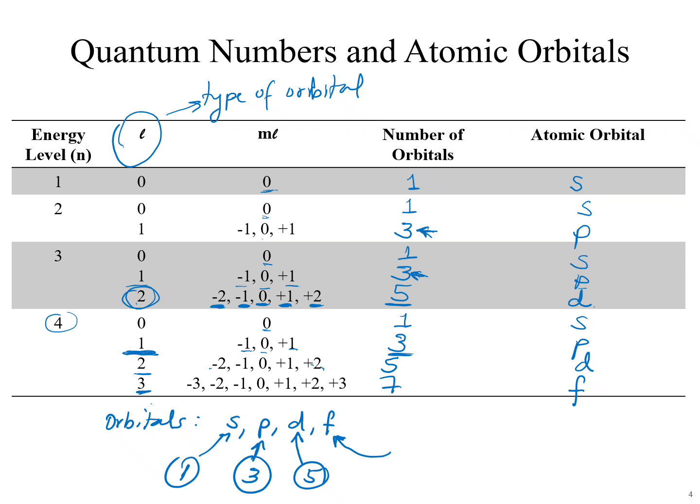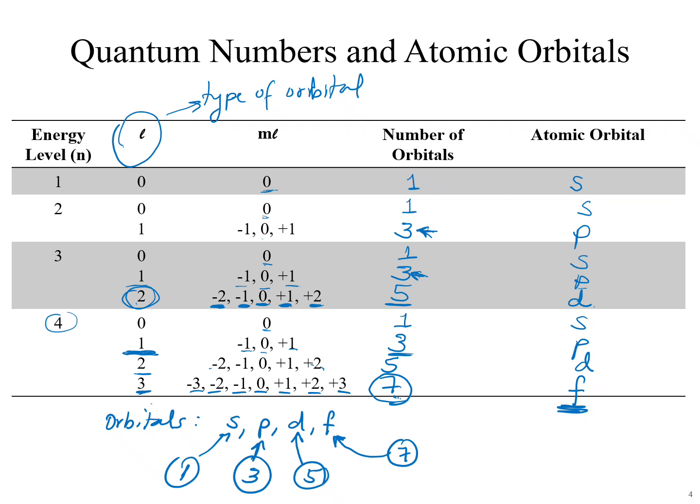So when you have an L value equals to 3, we have possible values of m sub L starting at -3, ending at +3. That's 7 possible values. 1, 2, 3, 4, 5, 6, and 7. We have that number right here. That number means that you have 7 f orbitals.